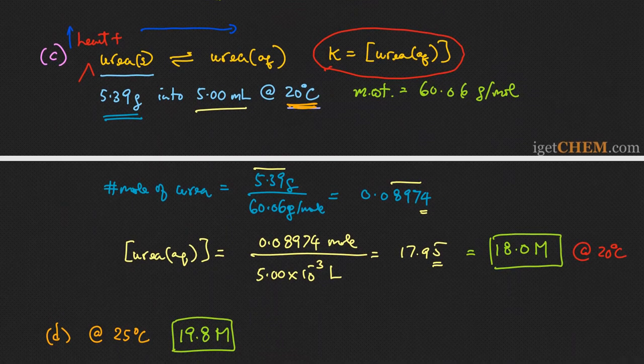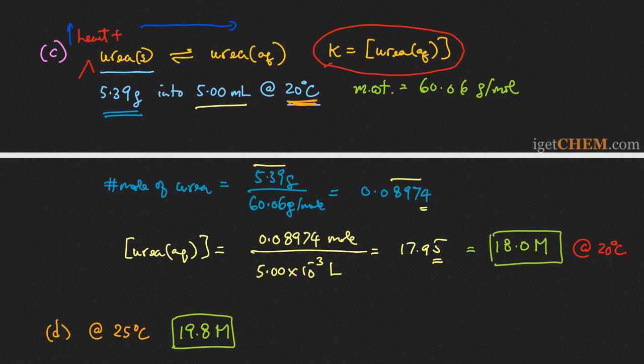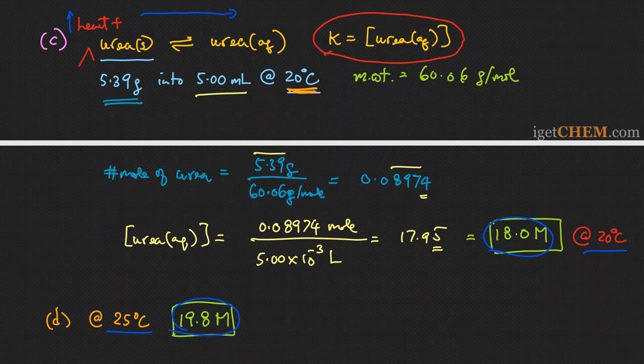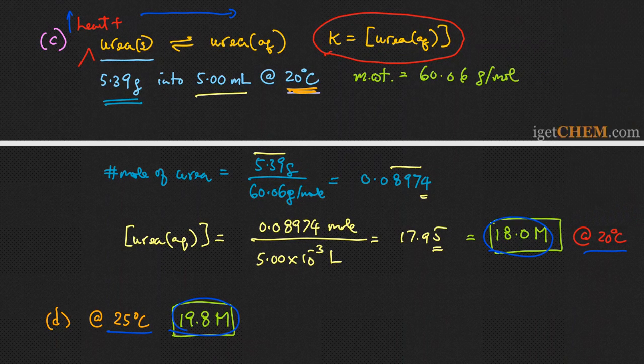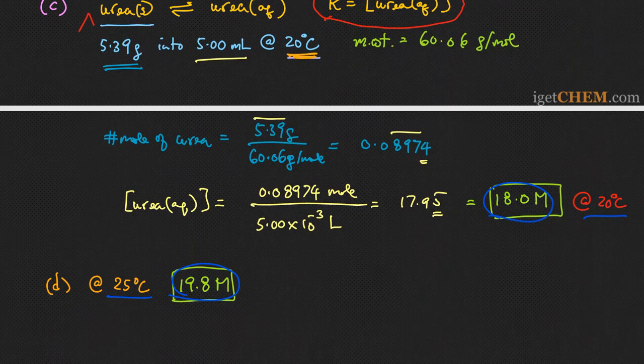And that is precisely what's happening here, because between 20 degrees C and 25 degrees C, the solubility is increasing from 18 to 19.8. So what that means is that this must be an endothermic reaction.